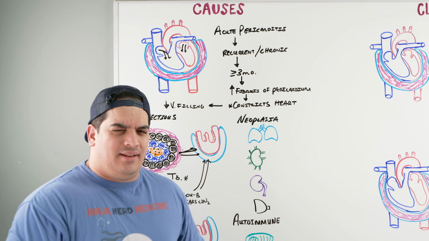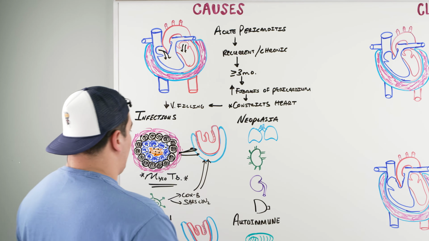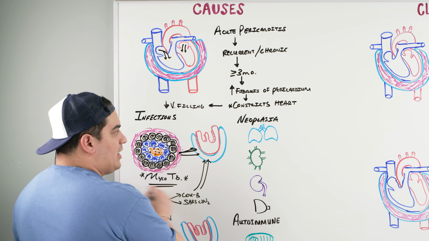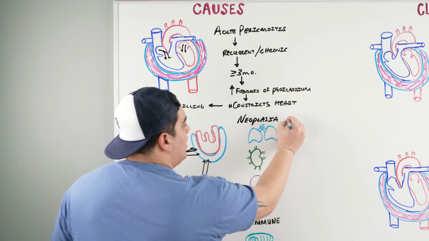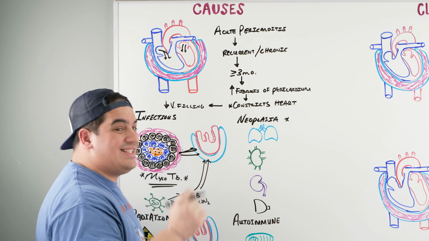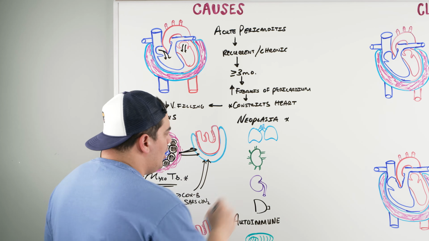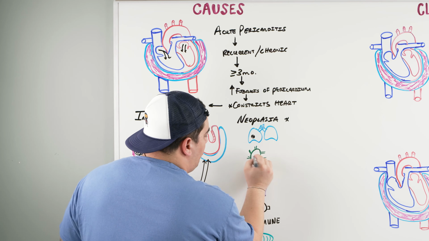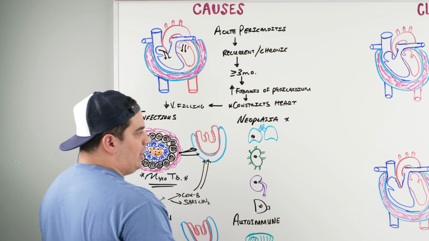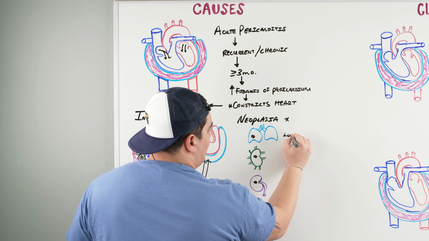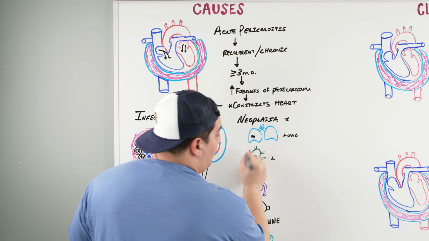What about the neoplastic lesions? This is another big one. When I talk about infections, the big one I want you to think about is Mycobacterium tuberculosis. The second cause of constrictive pericarditis is neoplastic causes. This is usually some type of primary cancer within these particular organs. What are these organs? Lung cancer, some type of cancer within the lymph nodes.